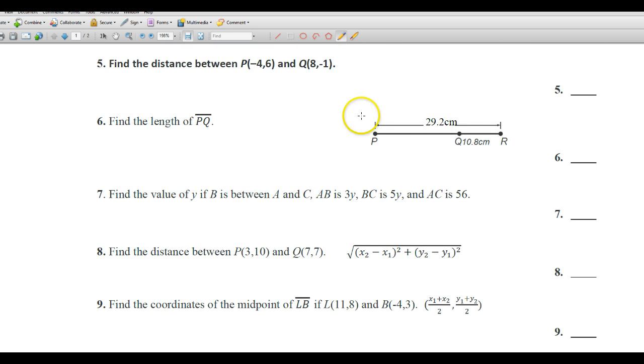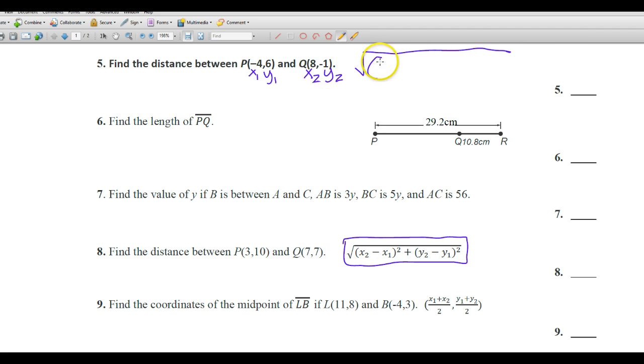On number 5, find the distance between -4, 6 and 8, -1. For this problem, we'll have to use the distance formula, which is down here. We need to define our coordinates. We can call one of our points x1, y1. I could also call this one x2, y2. It doesn't matter which one you name what. So I'll call this one x2, y2, since I call this one x1, y1. Then I just substitute my values into the formula.